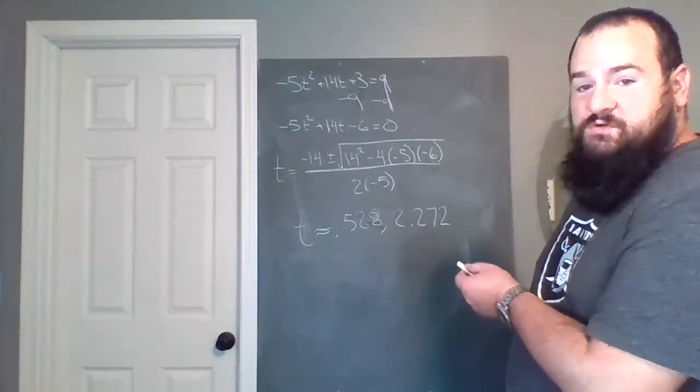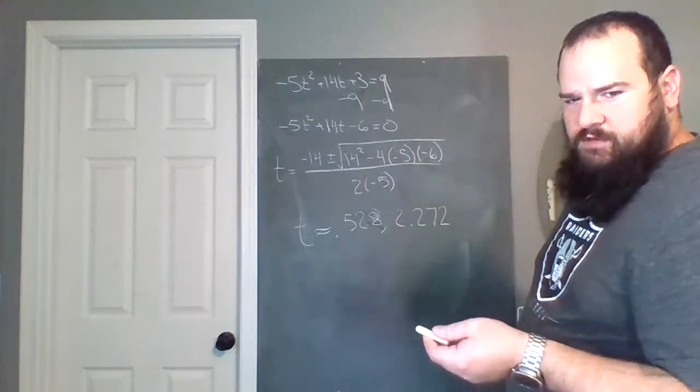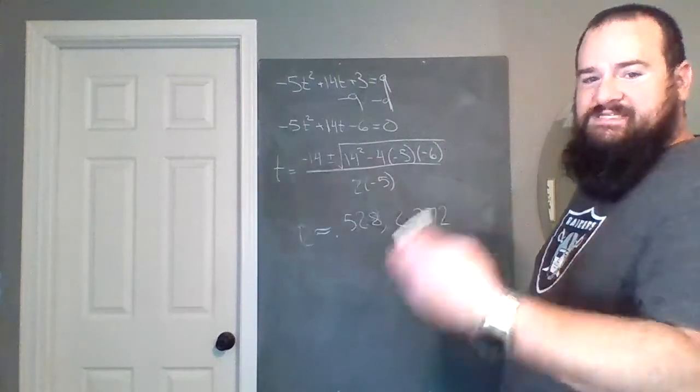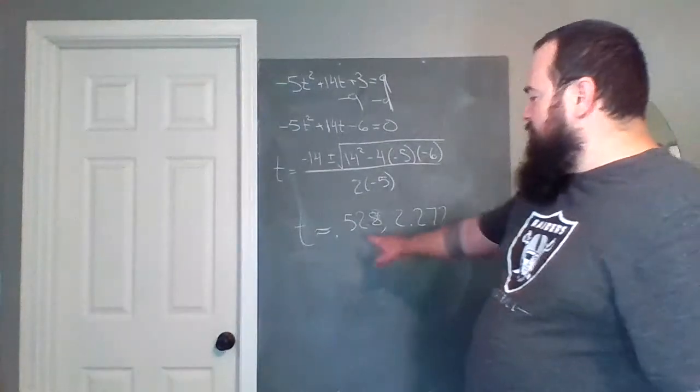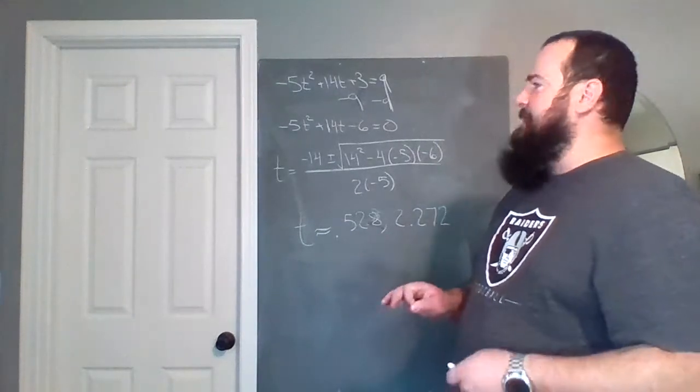So those are our two solutions to this problem. Now, when we asked if it hit the ground, we only had one answer to that, right? That's because one of them was negative, and we're talking about time. Here, both of our times are positive. So that makes sense, because if we think about what's happening, right?